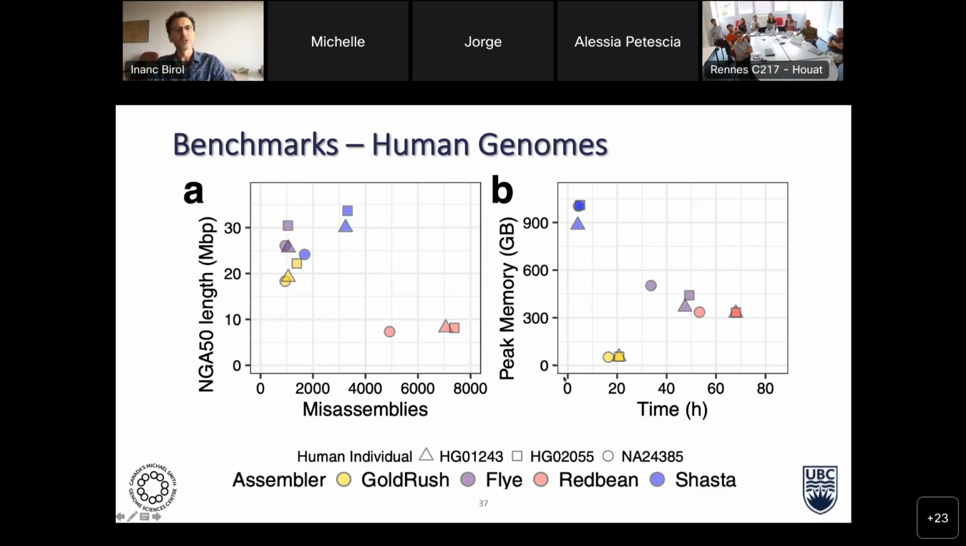All right. So we can see that for some data sets, GoldRush is on the Pareto front, but not for all the data sets. It can have lower misassemblies, but in this particular test, Flye had the better contiguity. And for memory usage versus time, Shasta was the fastest one, but it required of the order of 900 gigs to 1 terabyte of memory.